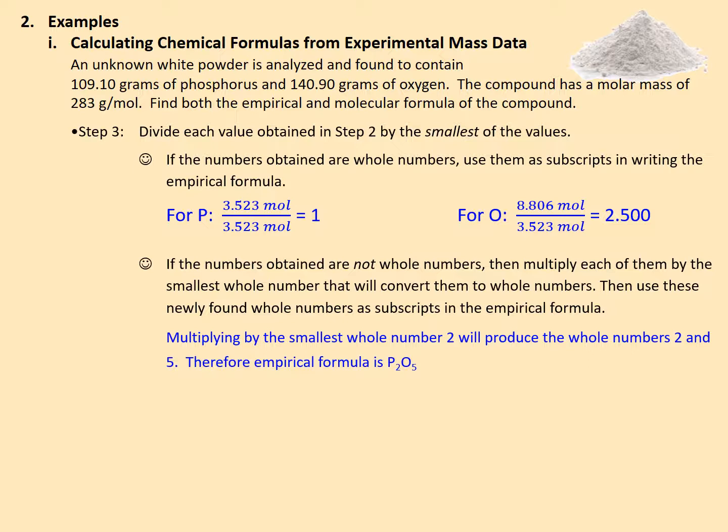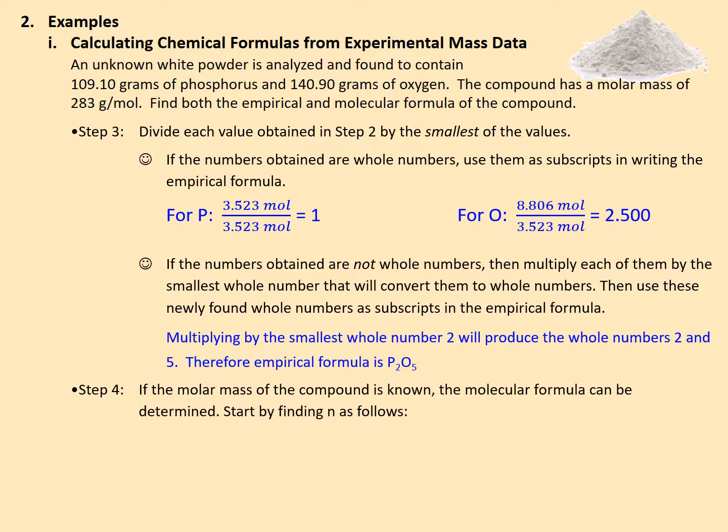Now, since this is a molecular compound and the molar mass of the molecular compound is given, we can take this additional step to find the molecular formula. The empirical formula is P2O5. Remember this relationship we talked about previously: the molar mass of the empirical formula is related to the molar mass of the molecular formula. In other words, the molar mass of the molecular formula must be an integral, whole number multiple of the molar mass of the empirical formula.